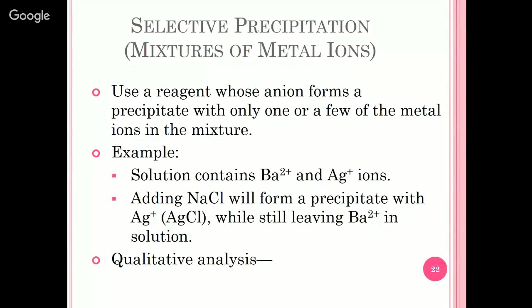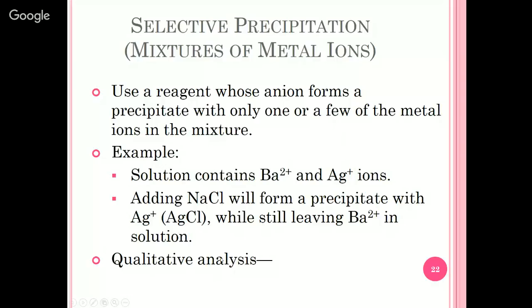Other things won't precipitate out. So here, for example, comparing barium to silver. Barium will not precipitate out if I add chloride ions, but silver will. I'll get silver chloride, a white solid. Barium chloride doesn't do anything, so it would leave the barium in solution.